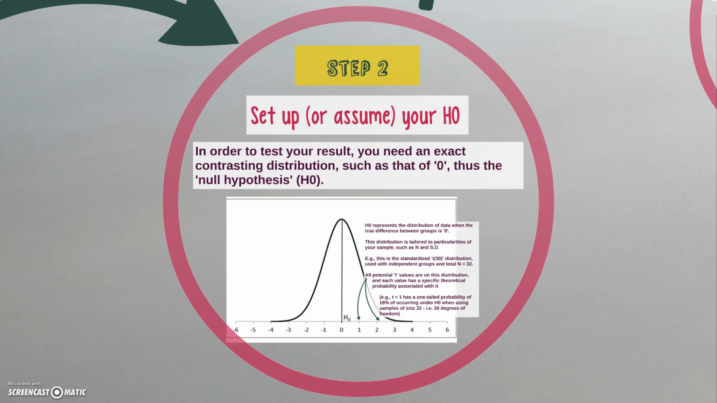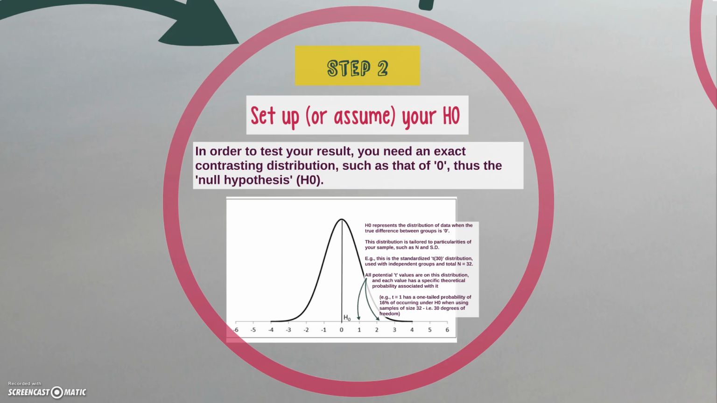Okay. Now this distribution needs to be an exact distribution. So it cannot be based on the actual research data, because you don't know what you're going to get, therefore you cannot establish that distribution. But you can do that, for example, with 0. 0 means that there is no difference between the groups, or on another occasion there are no correlations between variables. So 0 is very exact, it's 0.